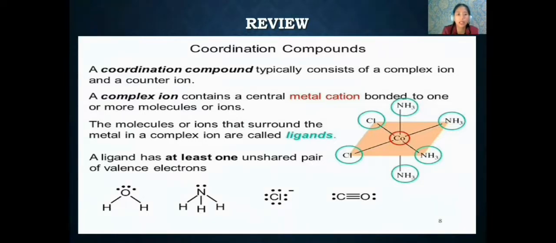So a complex ion contains a central metal cation which is bonded to one or more molecules or ions, and we call those ones ligands. These ligands should have at least one unshared pair of valence electrons, because this unshared pair of valence electrons is what will be bonded with the metallic cation.